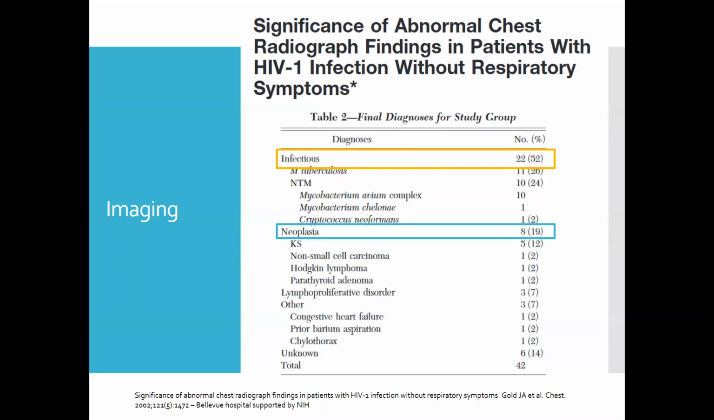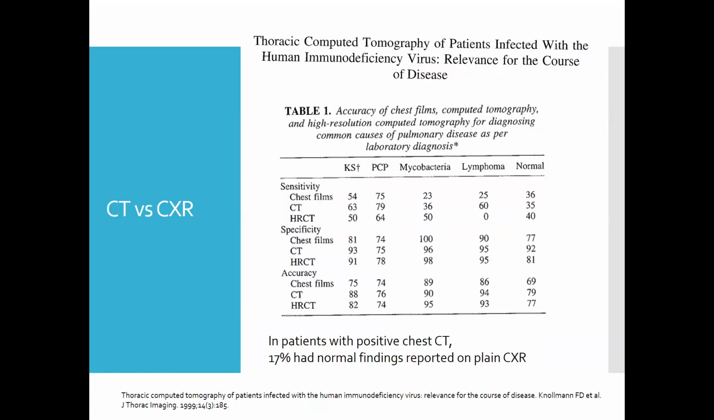So being cognizant that not all our HIV patients have pulmonary symptoms is an important thing to remember. How about CAT scans, when compared to chest X-rays? This was, again, a little bit of an older study back in 1999. They compared routine chest X-rays with CAT scans across different pulmonary manifestations of HIV, Kaposi's, PCP.